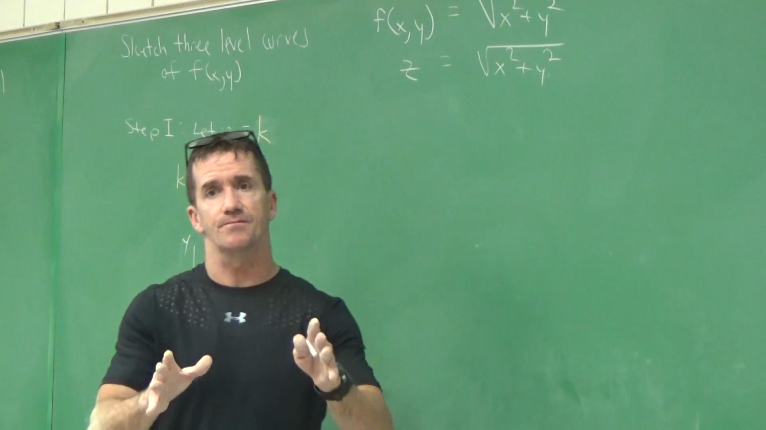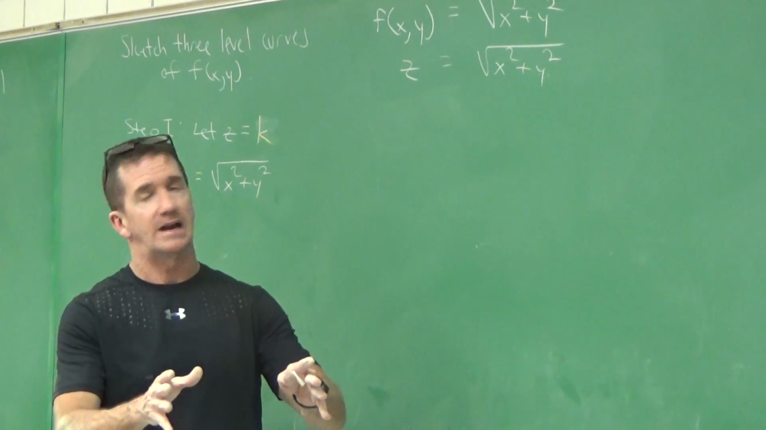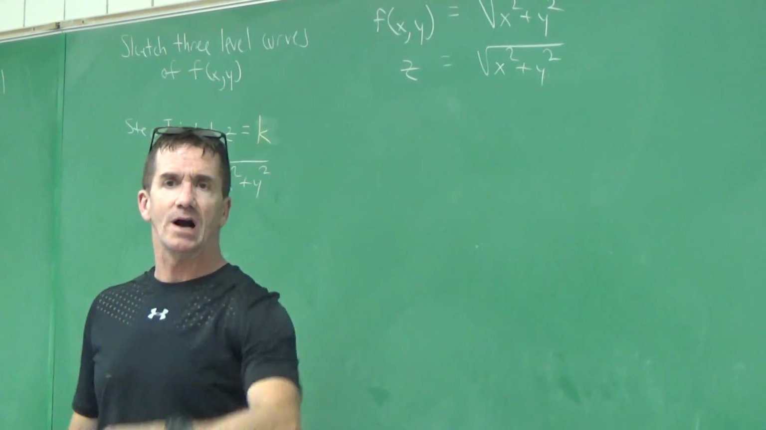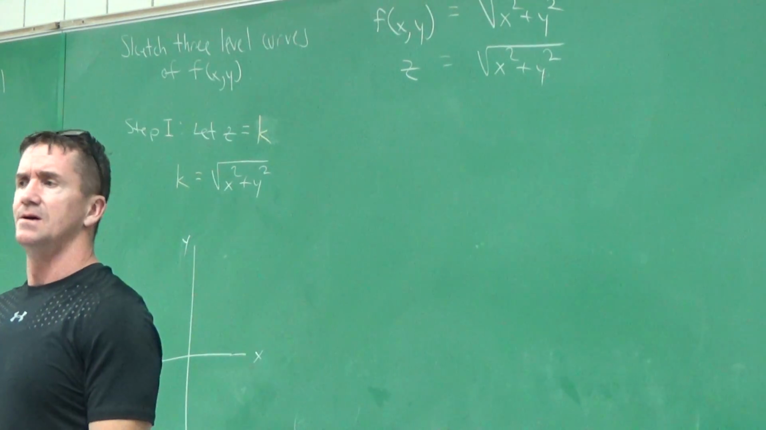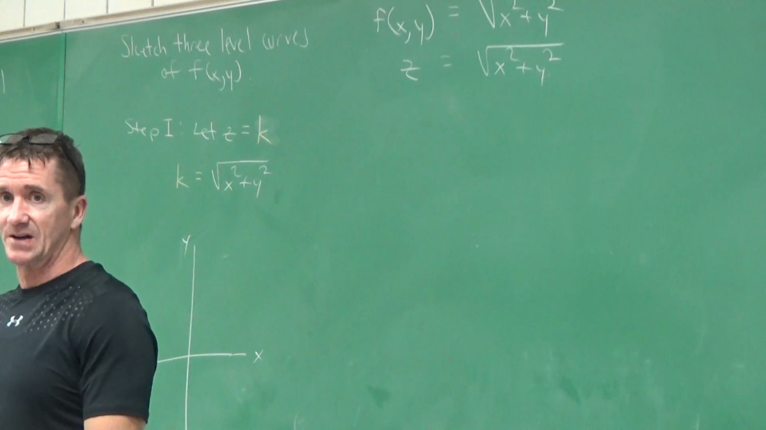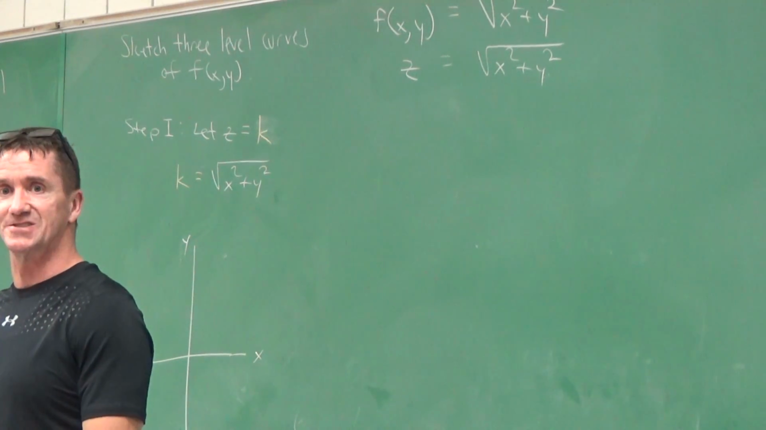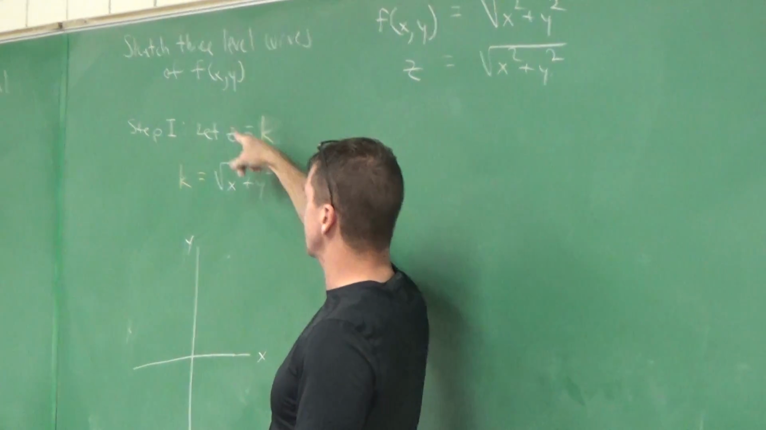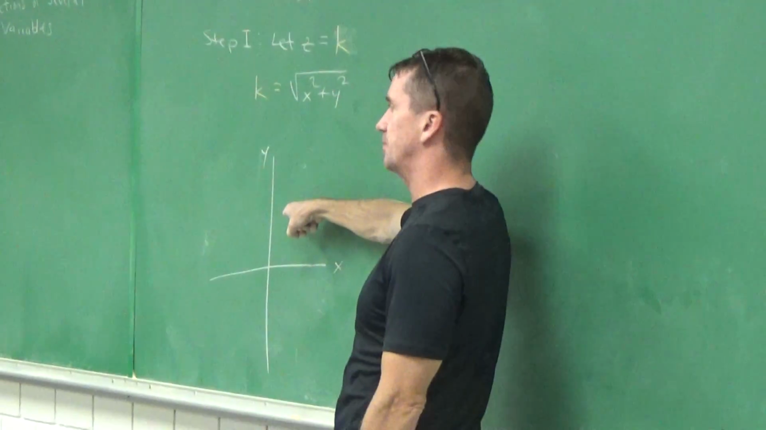I have to be very clear though, everyone: level curves of a function of x and y. Because later on you might ask, what if you have a function of x, y and z? They might call those level surfaces. But right now, level curves of a function of x and y, we'll let z equal k and we draw them in the xy plane.